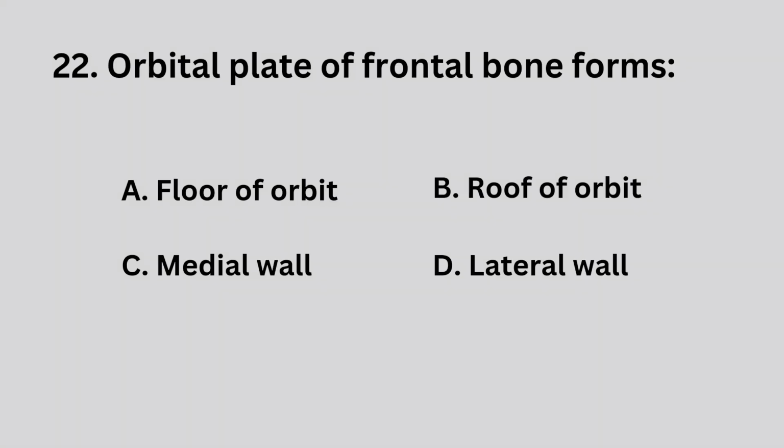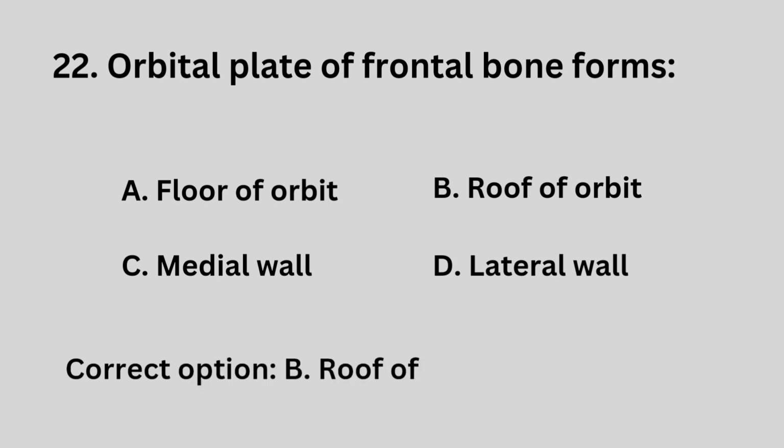Next question. Orbital plate of frontal bone forms? Option A, floor of orbit. Option B, roof of orbit. Option C, medial wall. And option D, lateral wall. The correct answer is option B, roof of orbit.